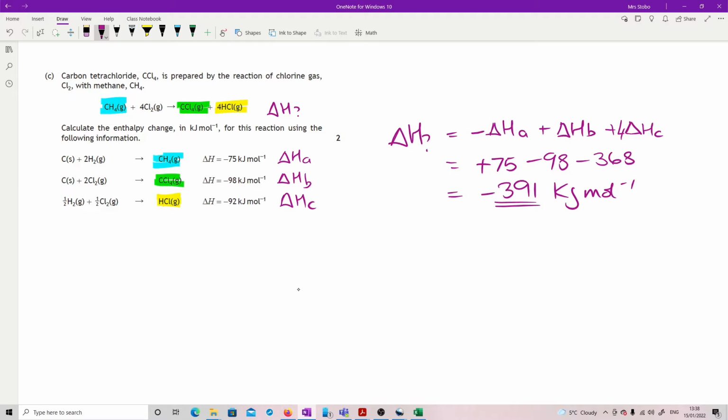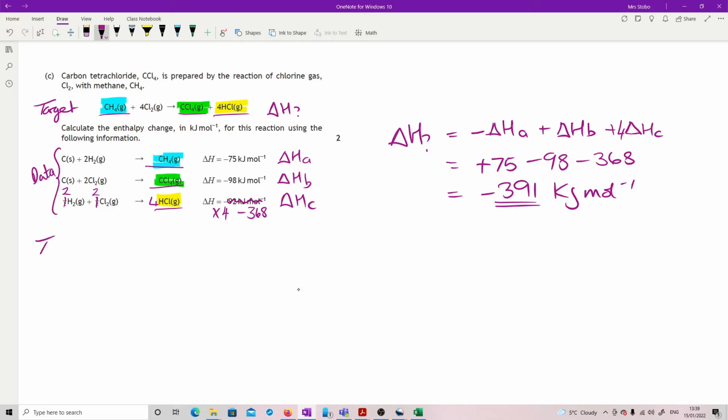Right, so let's start with, we have our target equation and we have all of our data equations. First thing I need to do is to fix all of my data equations to my target. So this one is fine because it's a 1 and a 1. This one is fine because it's a 1 and 1. This one, however, is a 4 and a 1, so I'm going to have to multiply this by 4. So here's my 4. I change that from a half to 2 and a half to 2. And I'm going to times this by 4. So this then becomes minus 386. Okay, get rid of that.